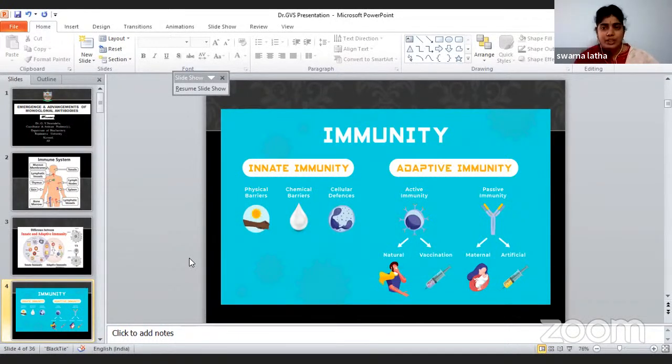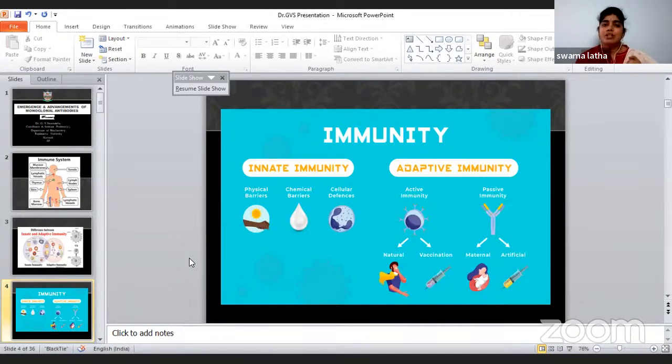Whatever immunity is generated after encountering a particular disease or any antigen, or in simple words a foreign particle, we call it adaptive immunity, and it is again of two types, active and passive. Here we say active or passive because the system is actively involved in the production of antibodies.